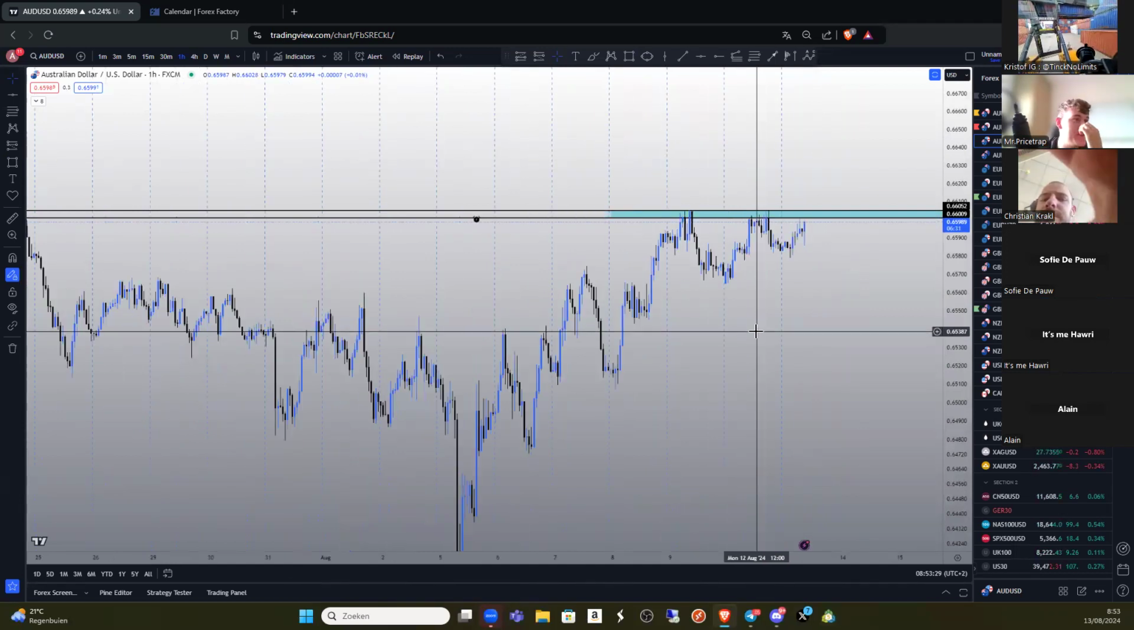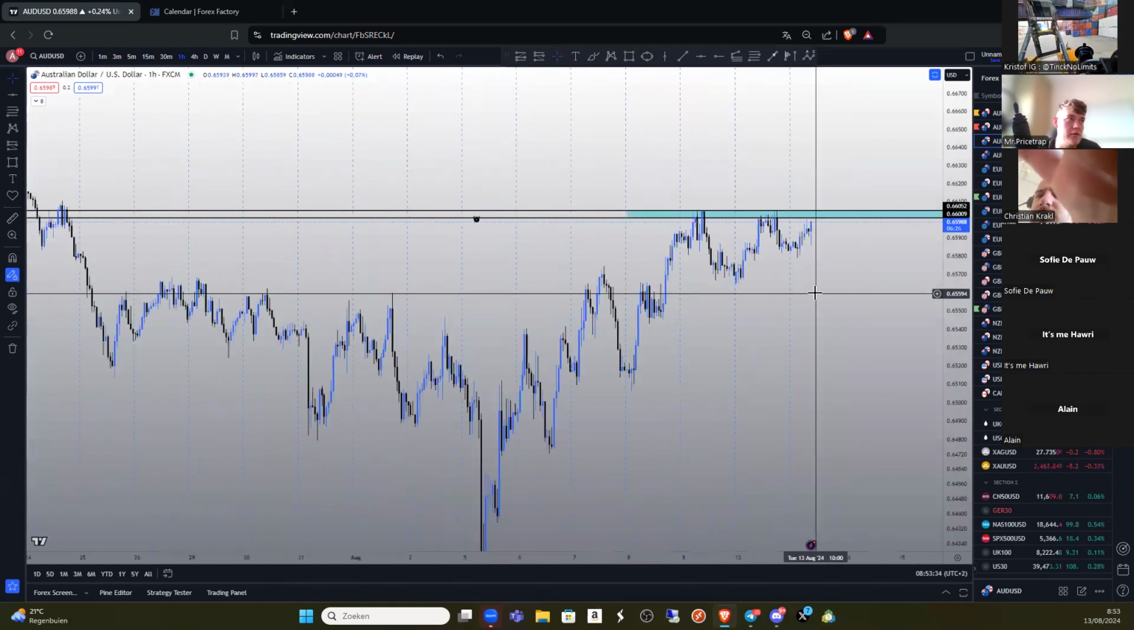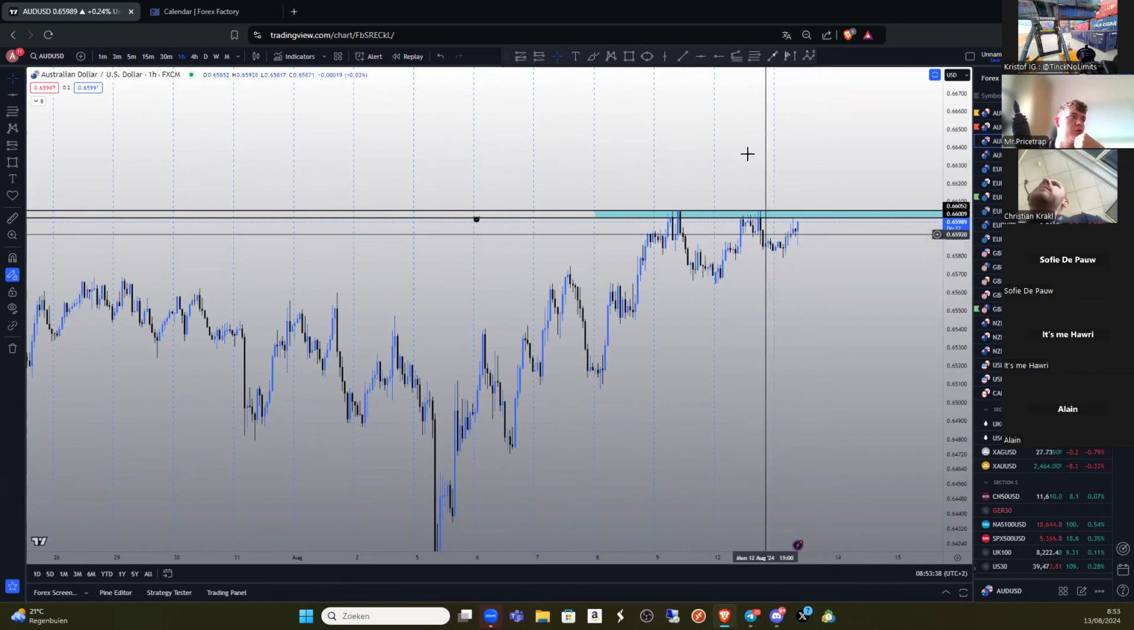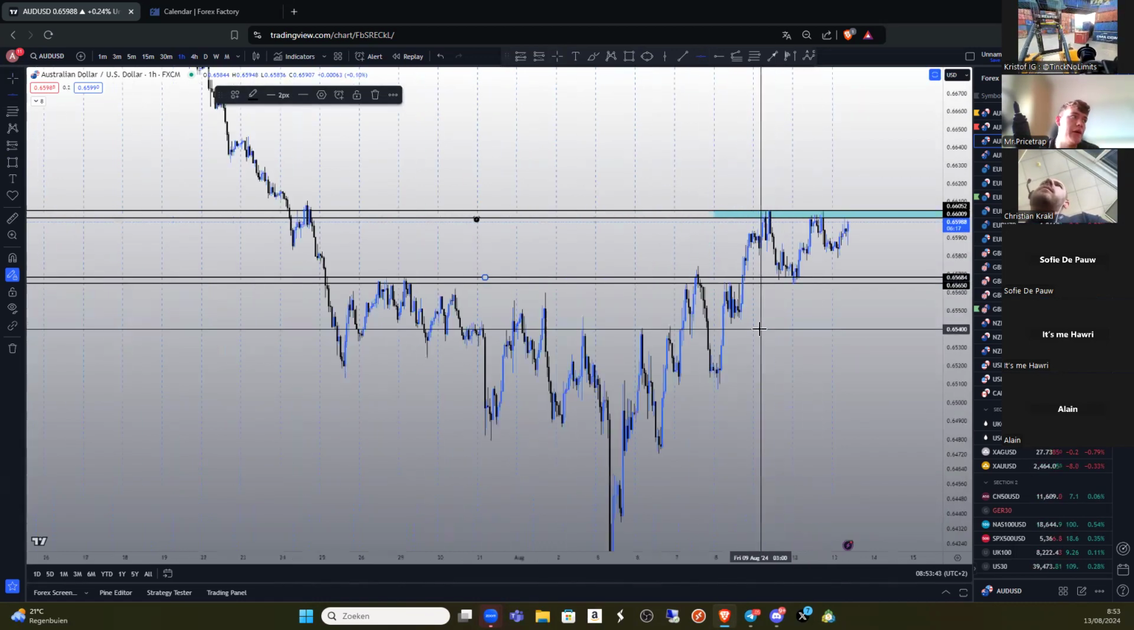Now, if we take a look at AUD/USD, we do have a very obvious resistance. This is clear. This is clean. This is exactly what we would be looking at when we want to trap the markets. Now, if we take a look at the support, we do have a very obvious zone.